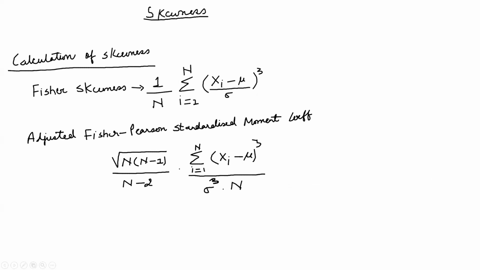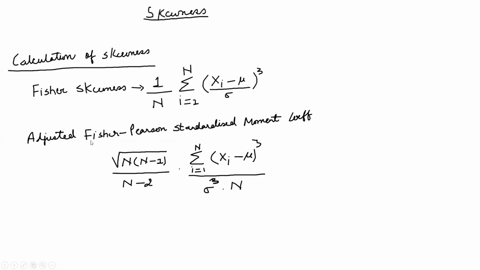Then we have the Fisher skewness, which is also called the moment skewness or sample skewness. Here it is given by 1 by n, where n is the sample size, times the summation from i equals 1 to n of xi, each individual value, minus mu, the mean, divided by sigma, the standard deviation, raised to the power 3. This Fisher skewness is commonly used because it measures the asymmetry of the distribution around the mean, and it's useful for data sets where outliers might affect the symmetry. So whenever there is an outlier present, it's better to go for the Fisher skewness.